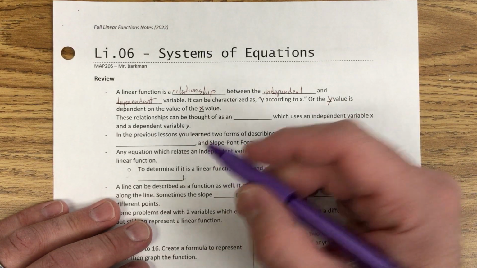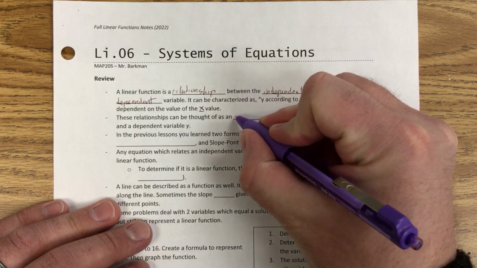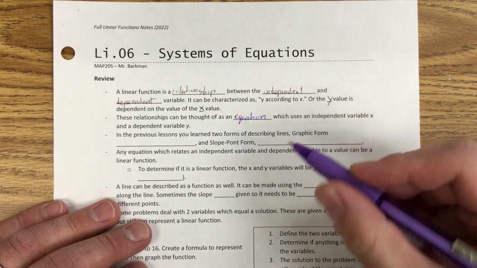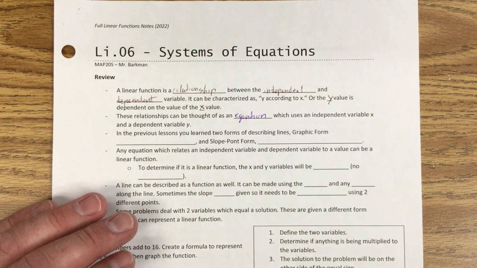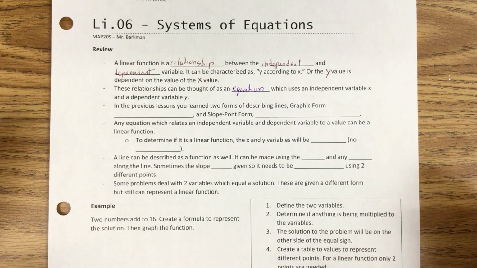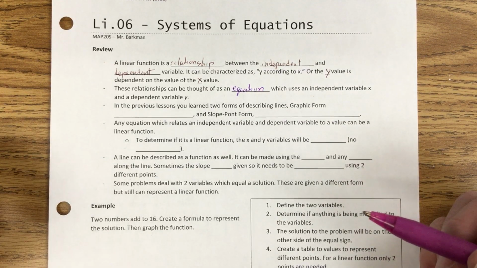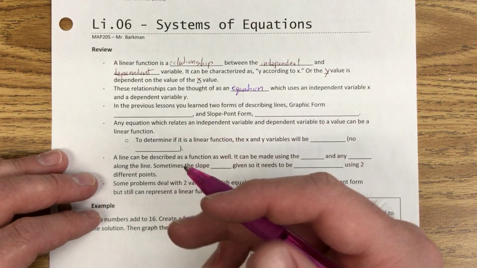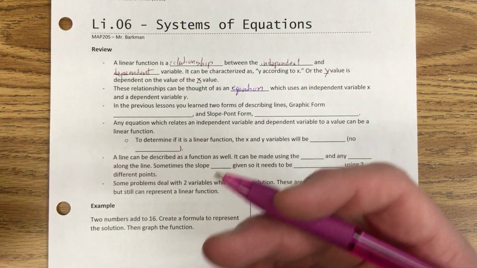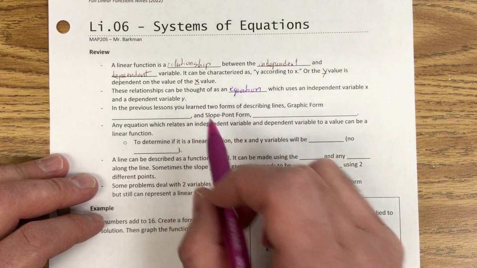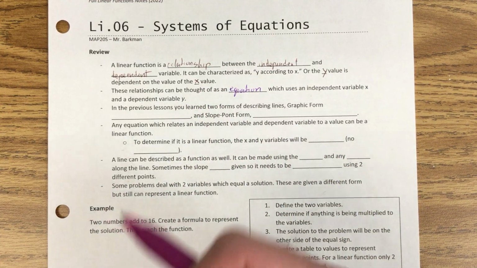These relationships that we have here can be thought of as an equation which uses an independent variable x and a dependent variable y. Now, sometimes they just correlate. If we think of the number of students, and our two characterizations are the students with hats and students without hats, well, one's not dependent on the other, or maybe they are, because if you don't have a hat, it's dependent on if you have a hat or not.